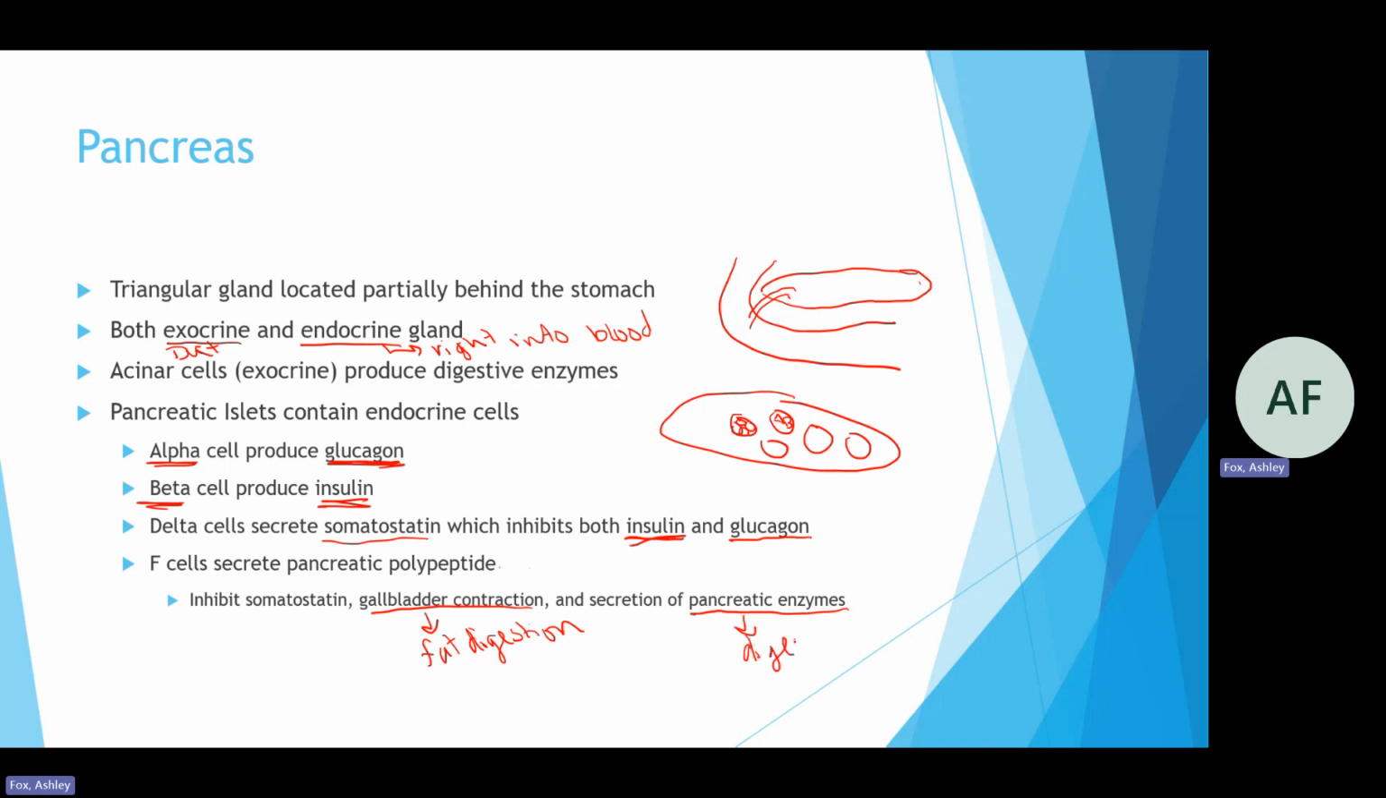So basically, pancreatic polypeptide stops digestion. For whatever reason, you don't need to work on digestion, or your sympathetic nervous system has kicked in and you release this. So then you're not going to work on digestion, but you're also not going to inhibit glucagon and insulin, which are controlling your blood glucose by themselves without digestion.